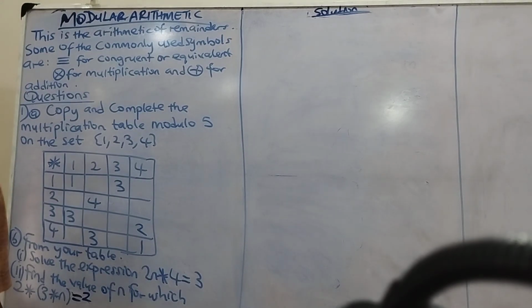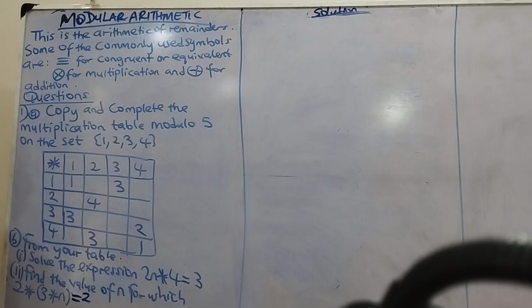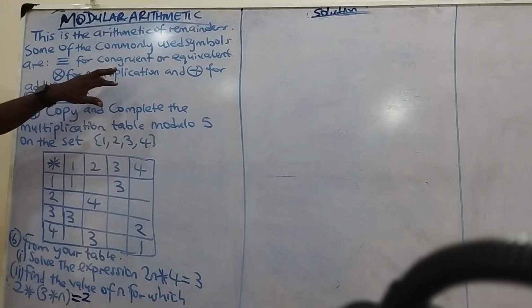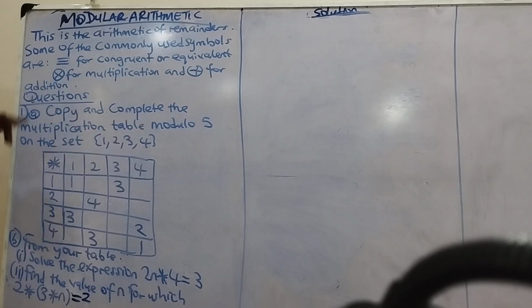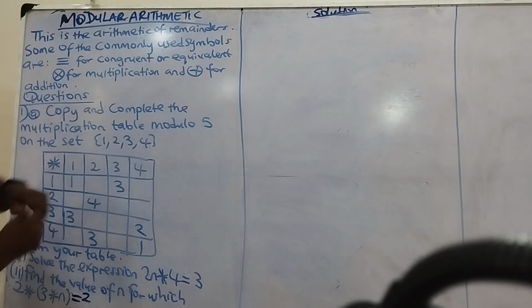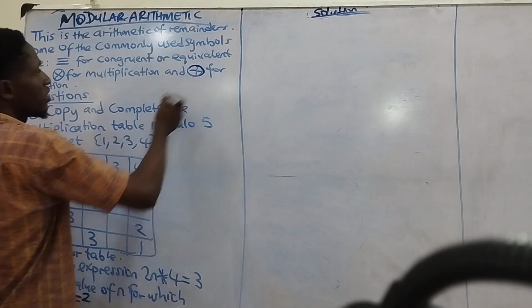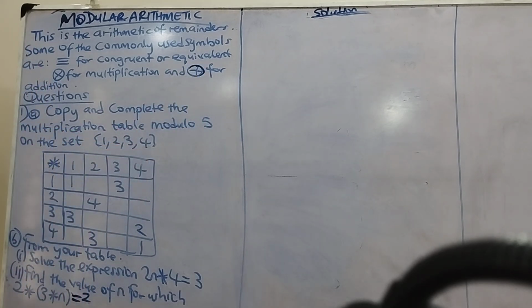Okay, we are going to be looking at modular arithmetic. This is arithmetic of remainder. So anything we are doing in this topic is all about finding the remainder when something is being divided. Some of the commonly used symbols are these, talking about when they're equivalent or congruent. Then we have this. The reason why this is a circle is because it's revolving, it's cyclic, and this is for addition.